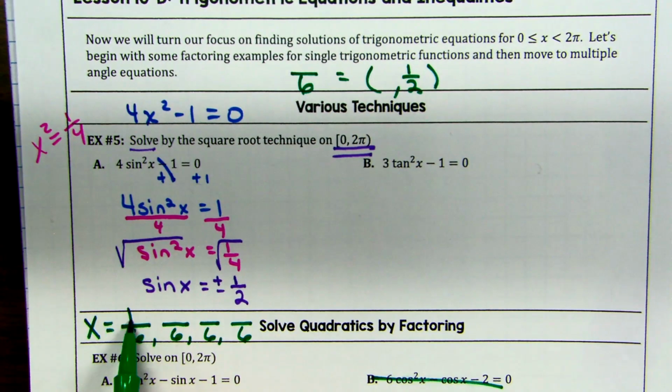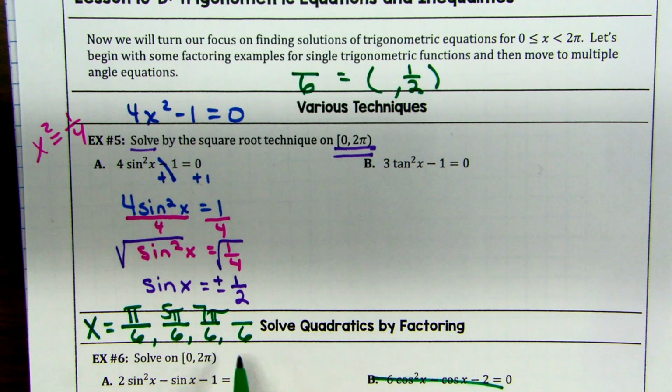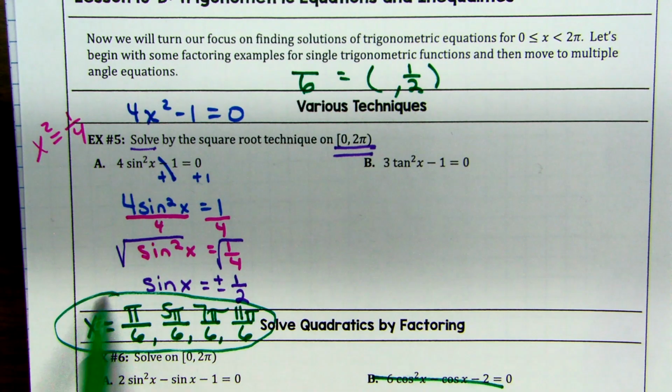So quadrant 1 would be pi over 6, right? In quadrant 2, we subtract 1 from our denominator. In quadrant 3, we add 1 to our denominator. And in quadrant 4, at 5, we go to 7, 11 would be my last one. So those 4 angles are the actual x values. Okay.